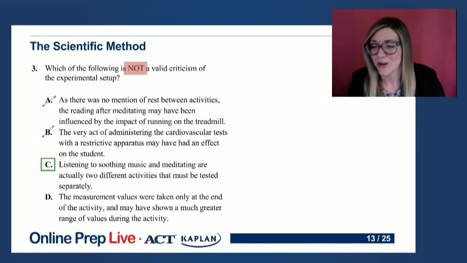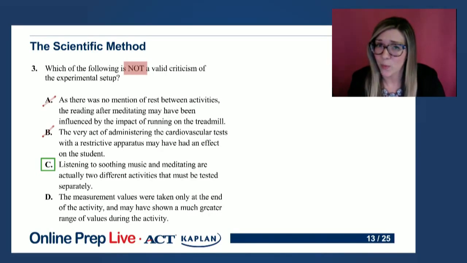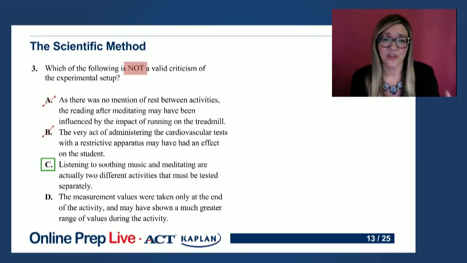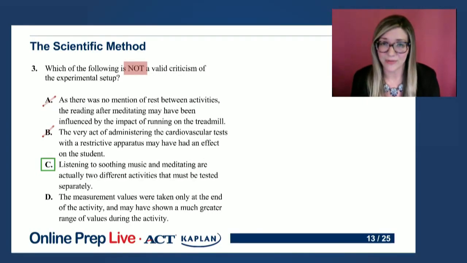Now, Abby's asking here, what is a valid criticism? So we're asking ourselves, is this something that someone could say is wrong about the way they did this test? So ultimately, we're trying to analyze the design of this experiment. So if you look at this and you're like, yeah, that's something that someone could say was bad about the experiment, then that would be a valid criticism.